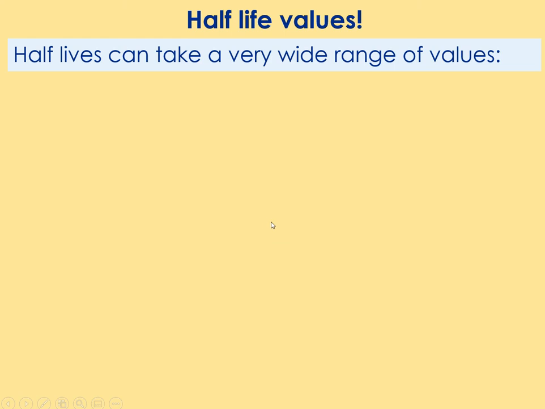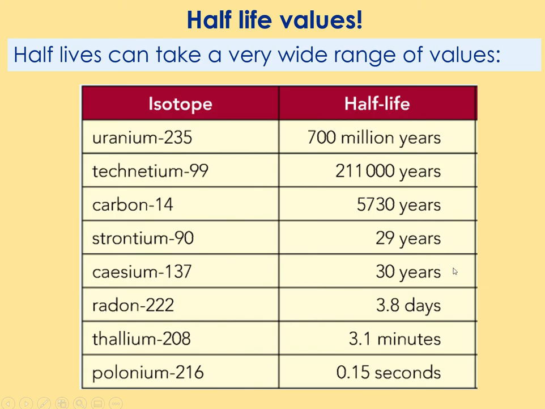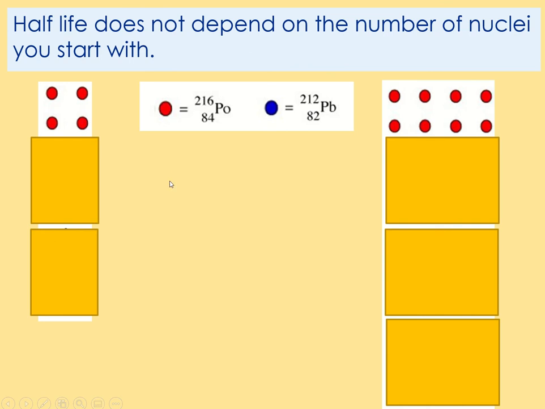Half-life can take a wide range of values. Some radioactive isotopes have got a half-life of under a second, whereas others have got a half-life of millions of years, so it can vary greatly from element to element. The other thing that I've mentioned is that half-life does not depend on the number of nuclei that you start with. So when it comes to writing an annotation for half-life, we put a T because it's a time, and then half.